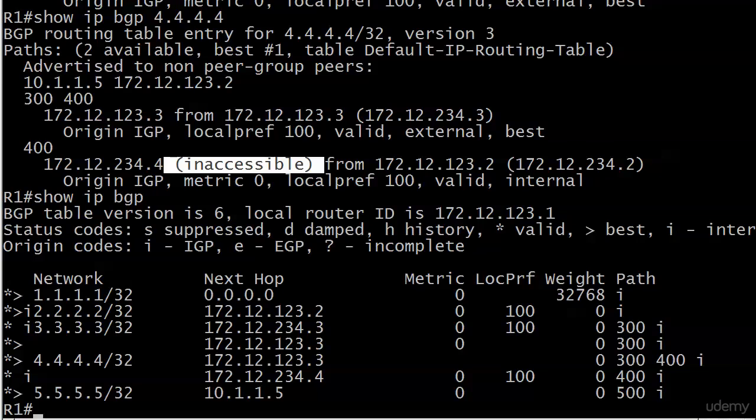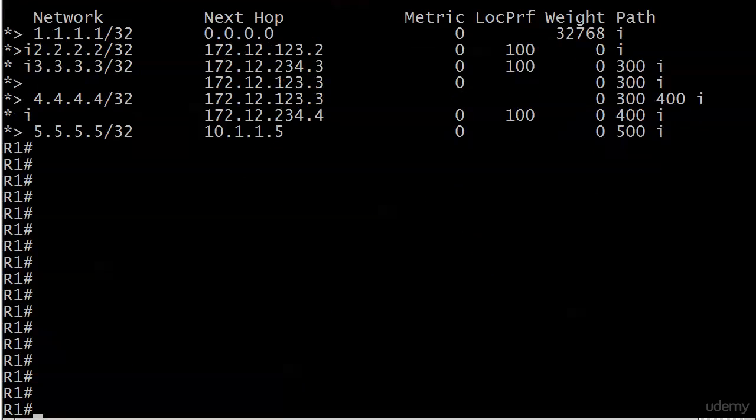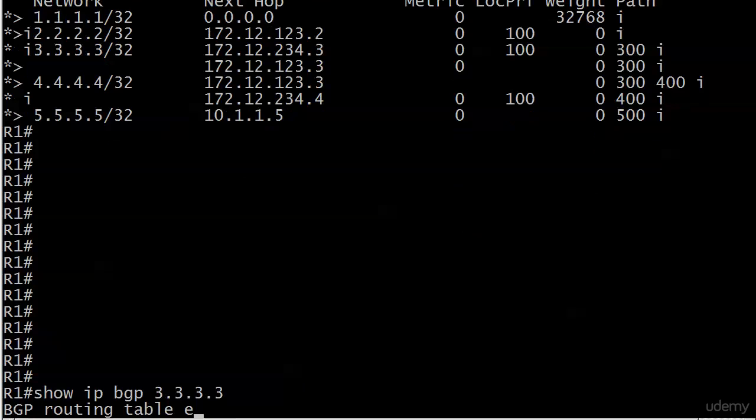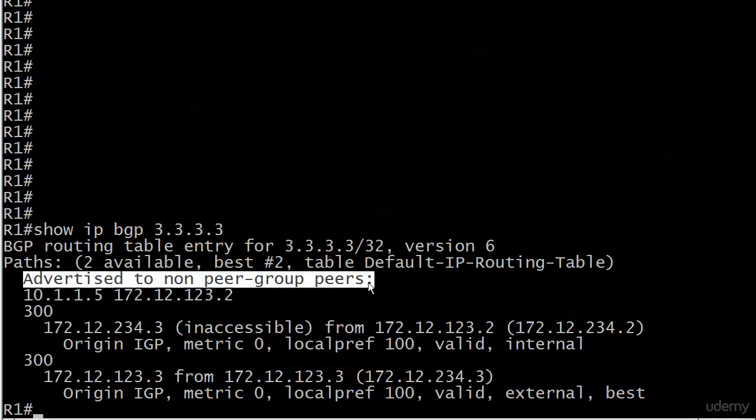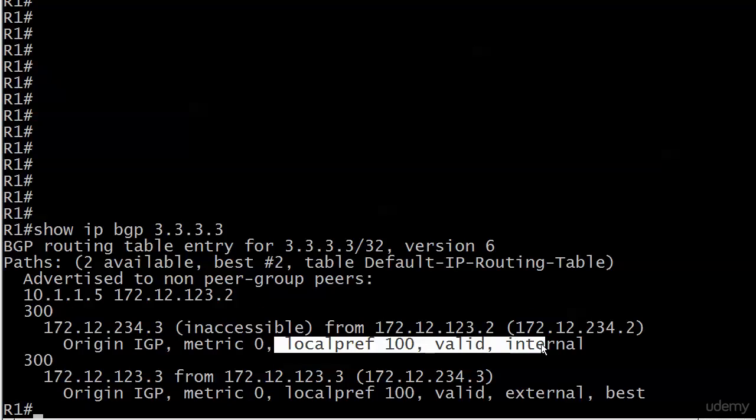And what I've got on the board here, let me show you these commands fresh. Show IP BGP 3.3.3.3. This is the extended version of show IP BGP, and it can be really a handy command. I start my troubleshooting and just getting used to a network and a test environment with show IP BGP, but this is great because it shows you how many paths are available, which one was chosen as best, who it's being advertised to, all kinds of local pref, valid, internal.